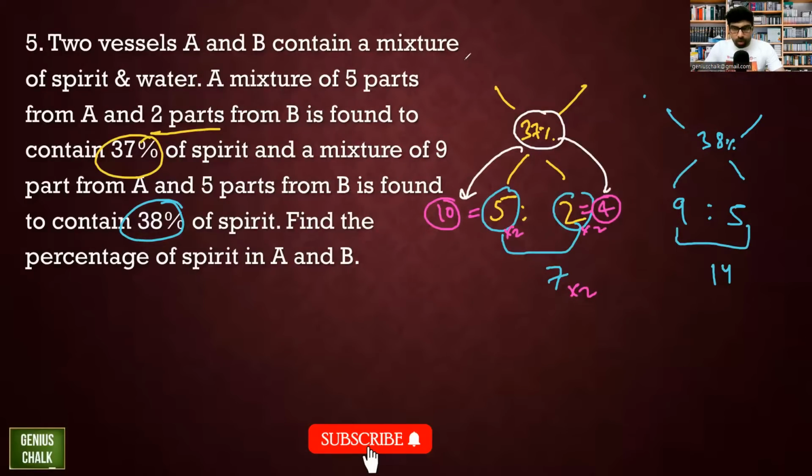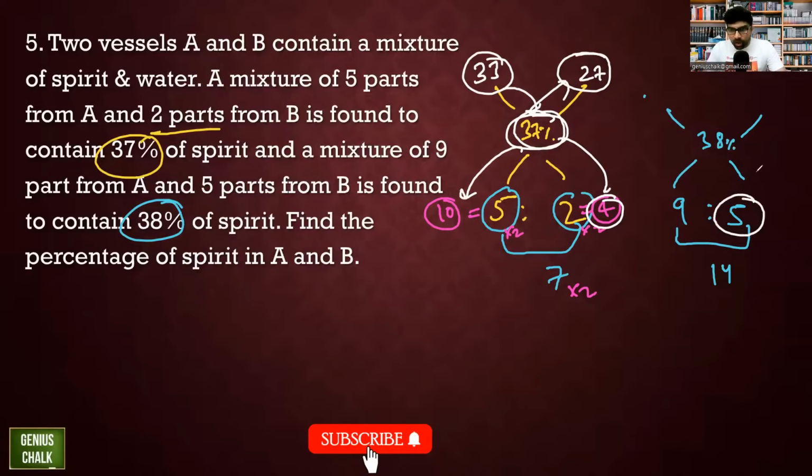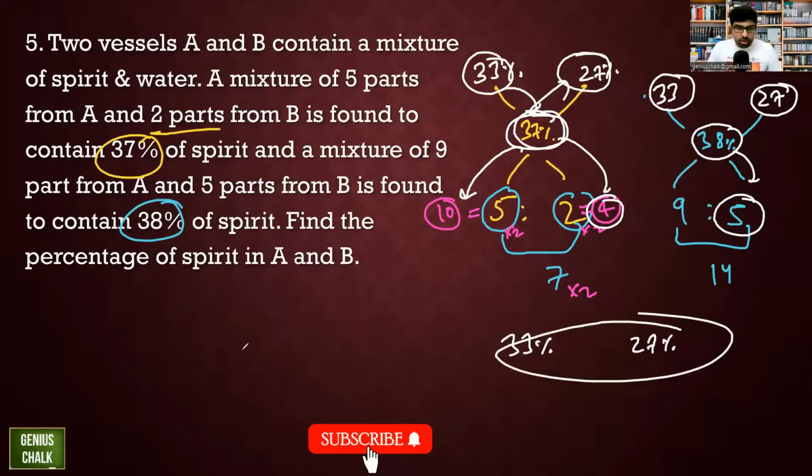So this has to be 33, and this has to be 27. Is this clear? 37 is more than 33 by 4, and it is 10 more than 27. Here also, let's verify: this has to be 38 minus 5, that is 33, and 38 minus 9, that is 29... the percentages are 33% and 27%. So this is going to be my final answer to the question.